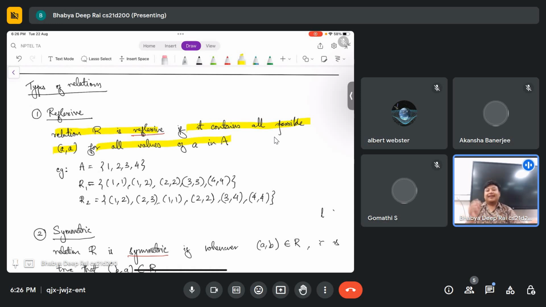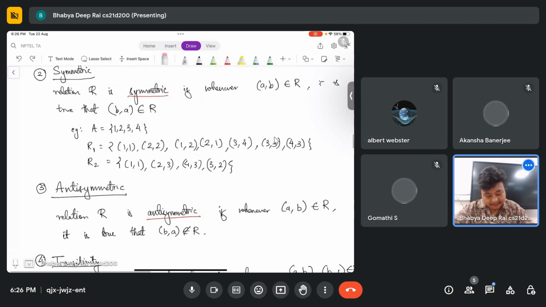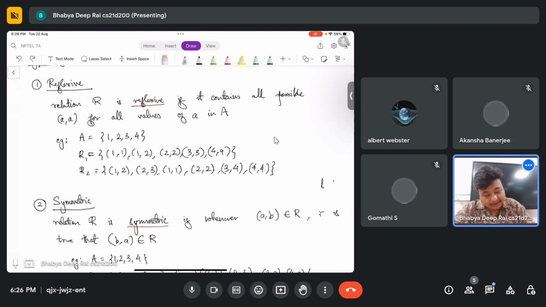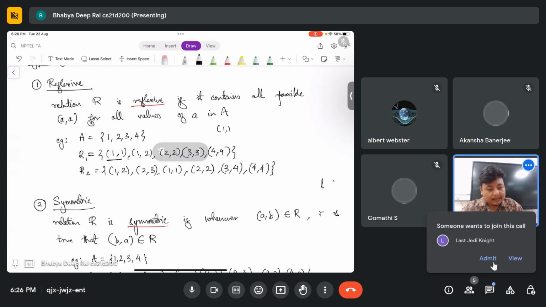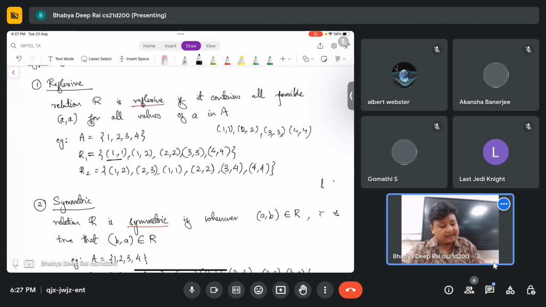What does it mean? If my relation is on the set 1, 2, 3, 4, then my relation should necessarily contain 1, 1, 2, 2, 3, 3, and 4, 4. This is what is called reflexive. These elements should be there.